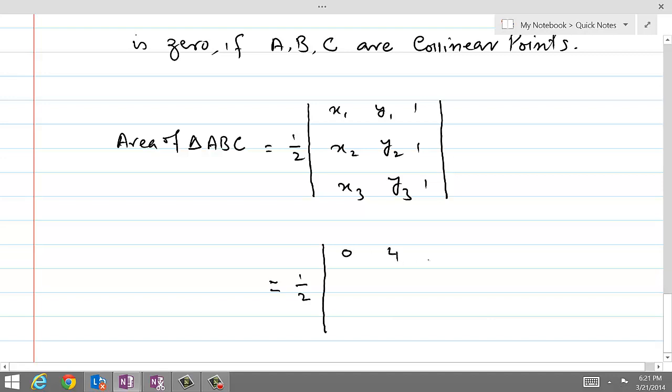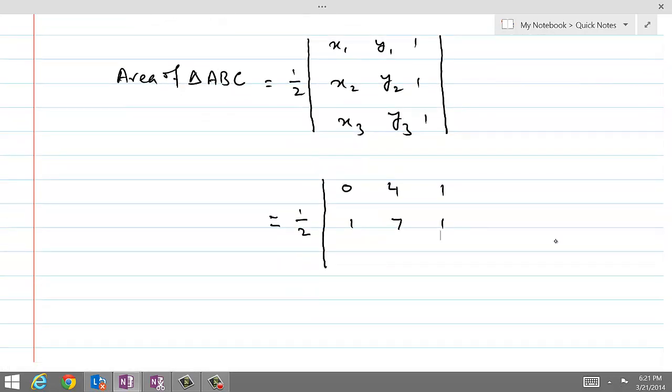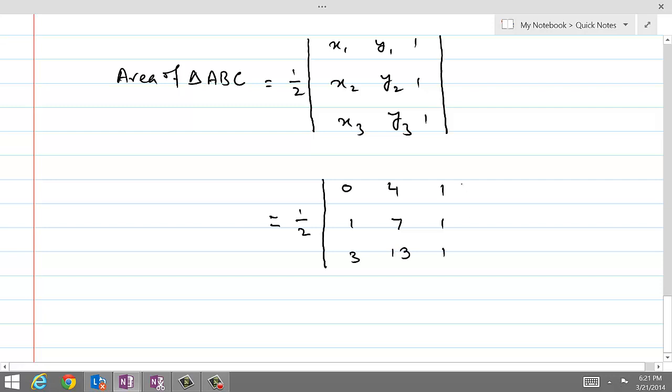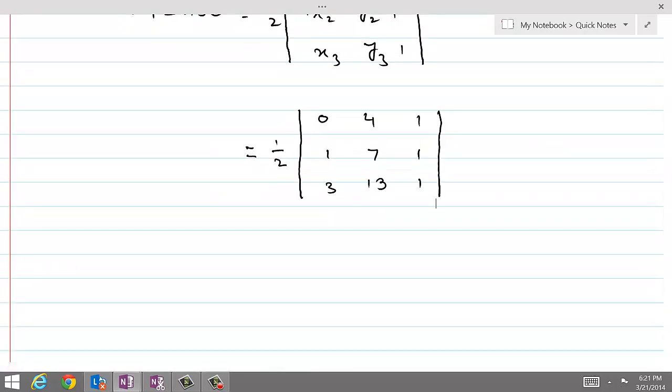and then 1, and next 1 7 and then 1, and 3 13 and 1, and we will evaluate this determinant. If we calculate the value of this determinant, expanding it by the second column or first row, let's expand it by the first row.